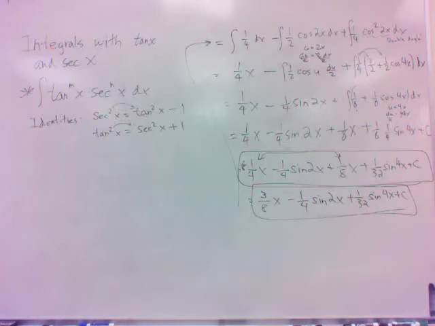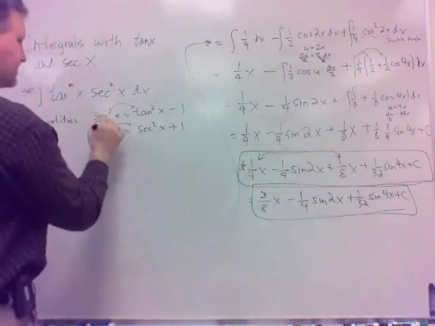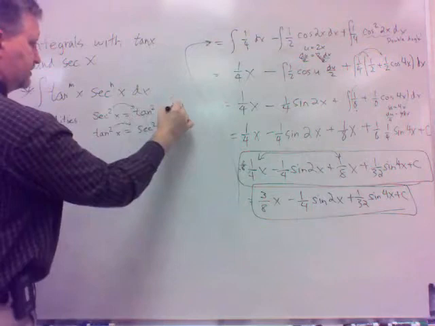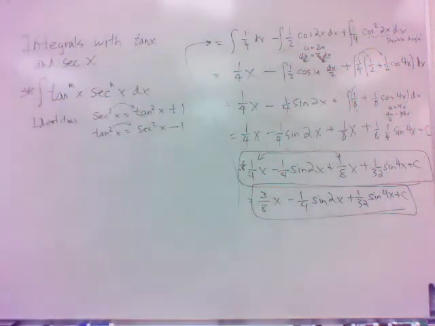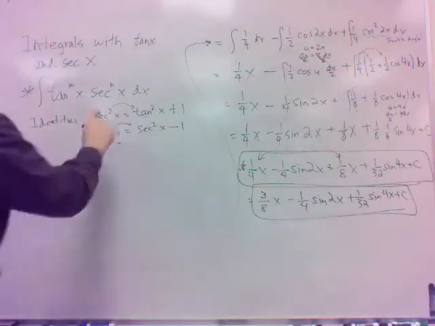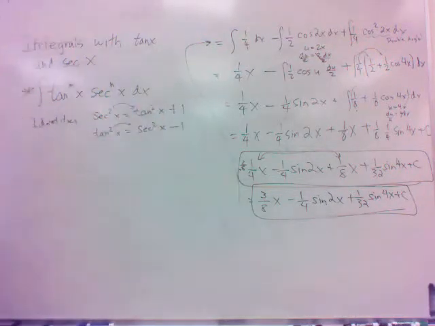Did I do those wrong too? Secant squared is tangent squared plus 1. Tangent squared is secant squared minus 1. Check me on those. The paper's got it right. Okay, this is good. Secant squared is tangent squared plus 1. Tangent squared equals secant squared minus 1.